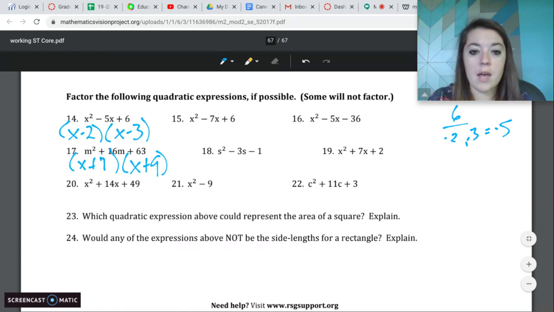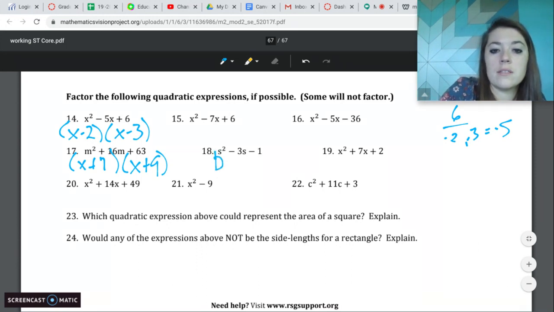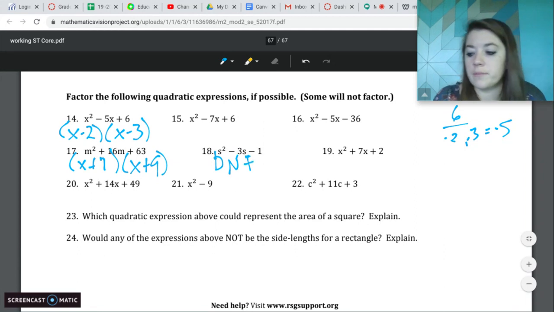And the last one I'm going to do with you guys, 18. s squared minus 3s minus 1. What 2 things multiply to give us negative 1 and add to give us negative 3? There's nothing, right? Because the only things that multiply to give us negative 1 are 1 and negative 1. That's it. And that doesn't get us to negative 3, so does not factor. So that's what you can write when you get one that does not factor. So there's one of the 3 that does not factor. That means you have 2 others that will not factor in here. The rest of them are factorable. So make sure you get those factored right.